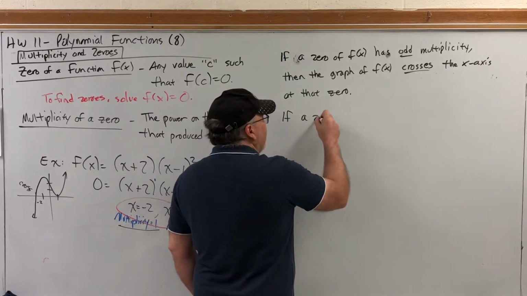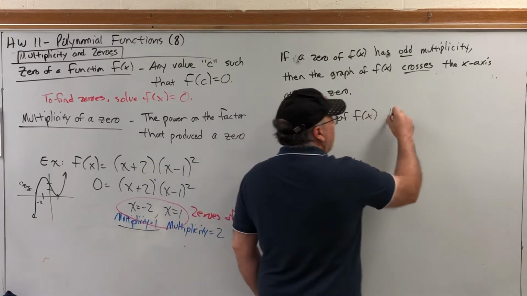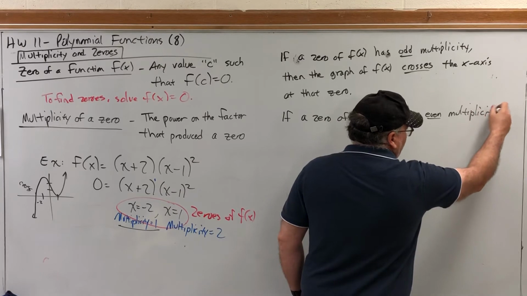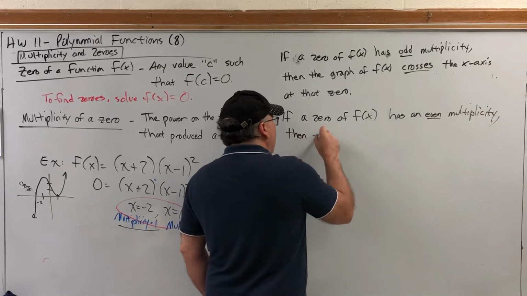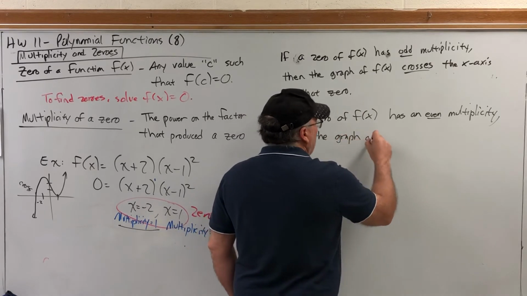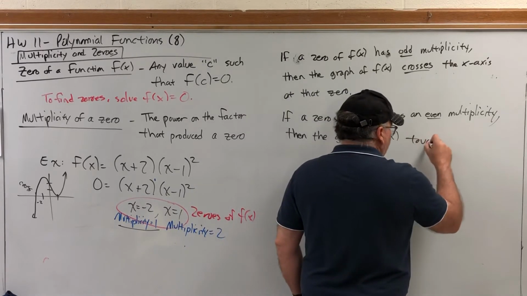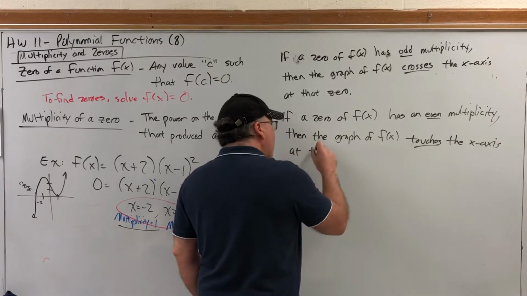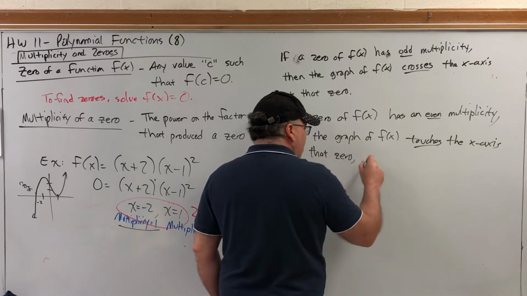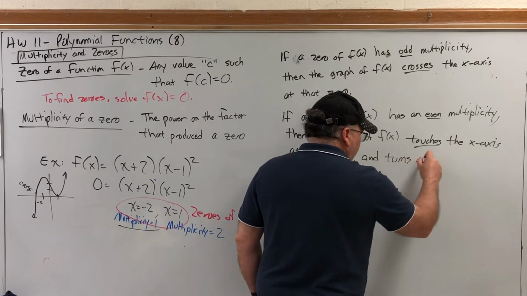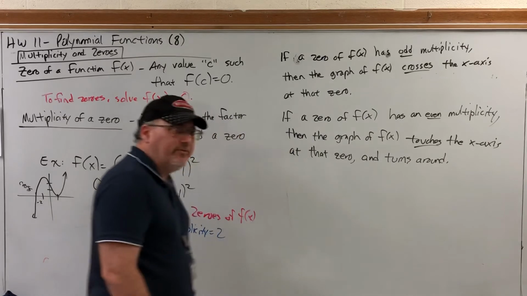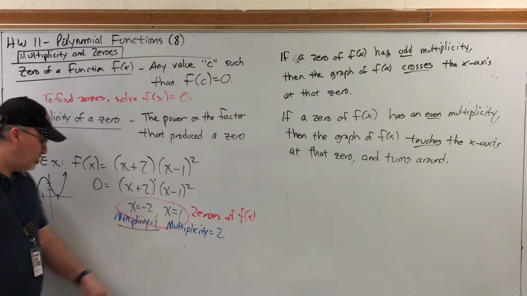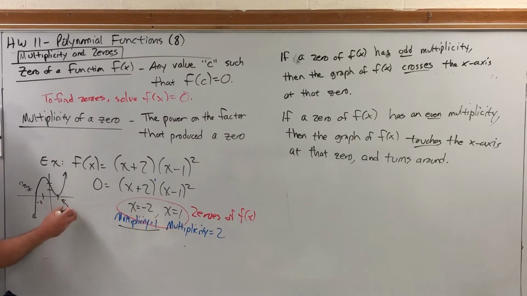The other part is, if a zero of f of x has an even multiplicity, so it came from a factor with an even power, then the graph of f of x touches the x-axis at that zero, comma, and turns around. So it was like a failed attempt to cross the x-axis. And we see that over here as well. Our zero of 1 had a multiplicity of 2, which predicted in advance that at 1 it was going to touch and turn.